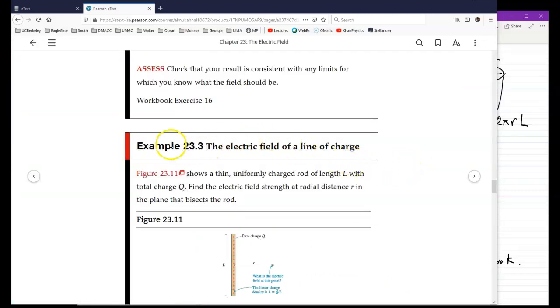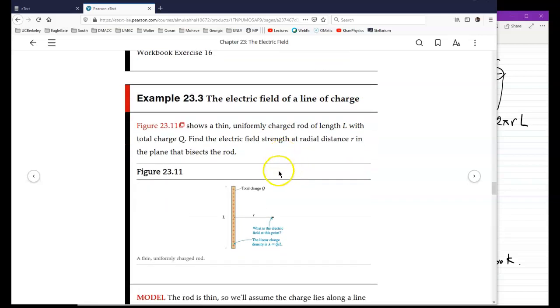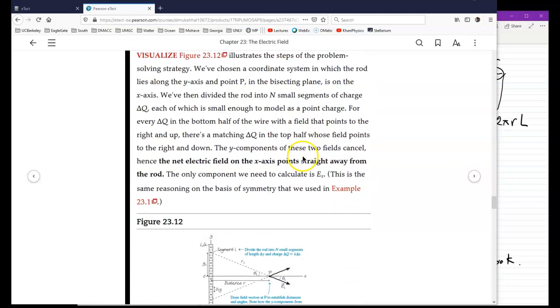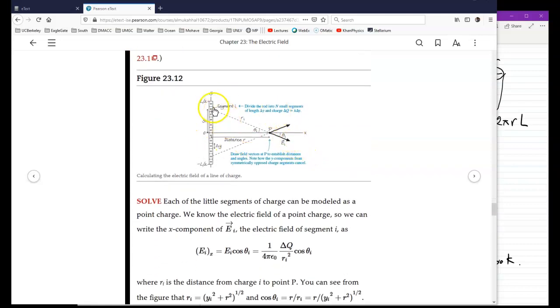Okay, I am in example 23.3 right here. It says the electric field of a line of charge. Please take the time to read it. And so here is the line of charge right here. And in this example, he calculates the electric field, and he does it the way we did it in chapter 23, where you put the x-axis here, and then you pick a point, and then you look at the electric field, and then you analyze the vector, x and y component, just like we did with the ring and the disk, and he does it for this line of charge.